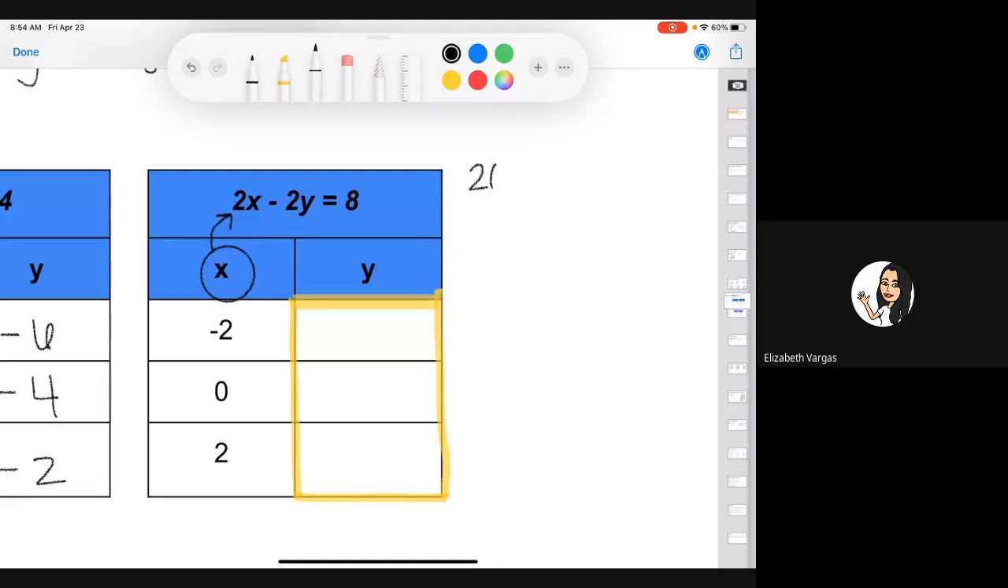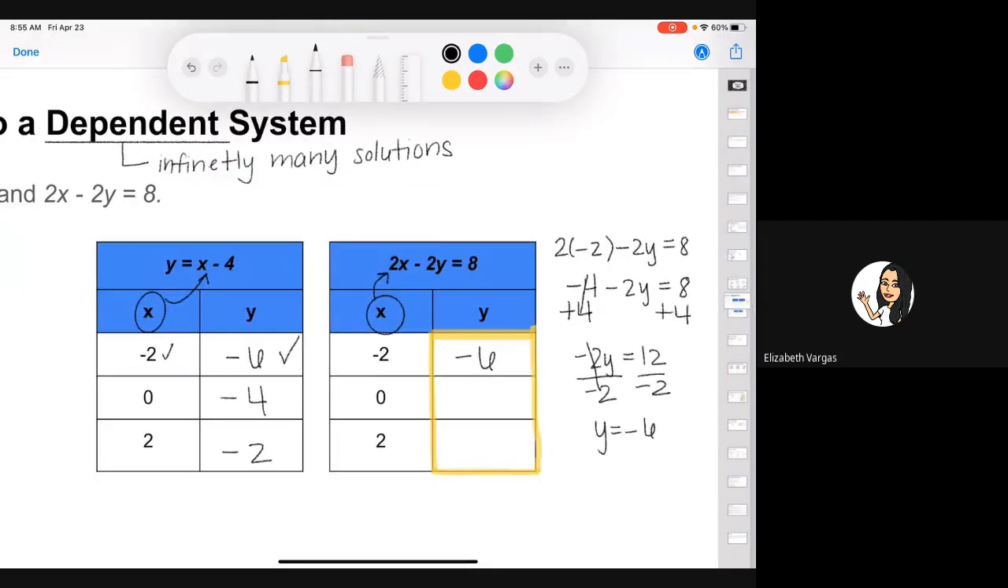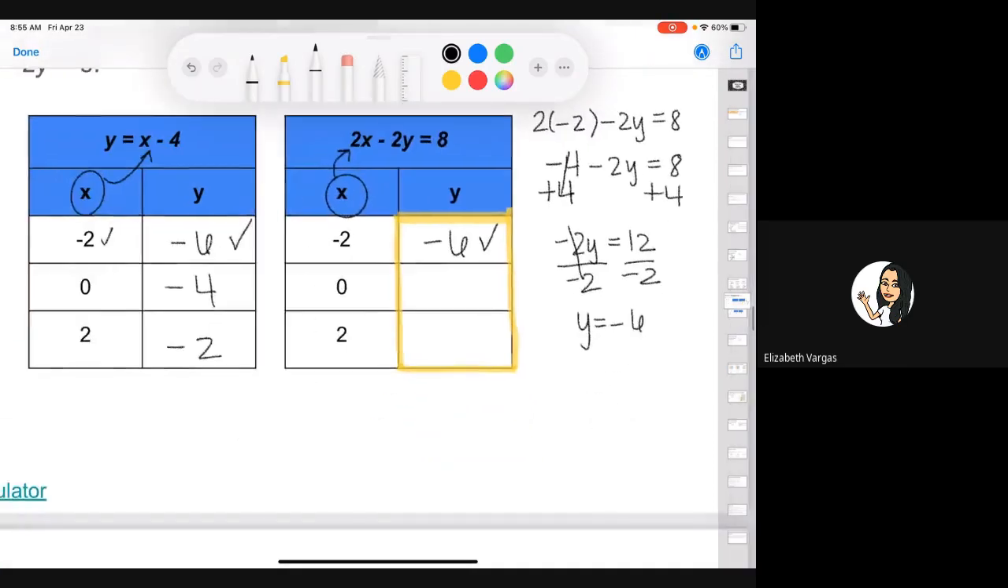So 2 times negative 2, minus 2y equals 8. Well, 2 times negative 2 is negative 4, minus 2y equals 8. Now I'm going to isolate my y. So plus 4, negative 2y equals 12. Divide by negative 2 on both sides. Y is equal to negative 6. So y is equal to negative 6. Well, look, those two match. Let's see if these continue to match for all of these different x values.